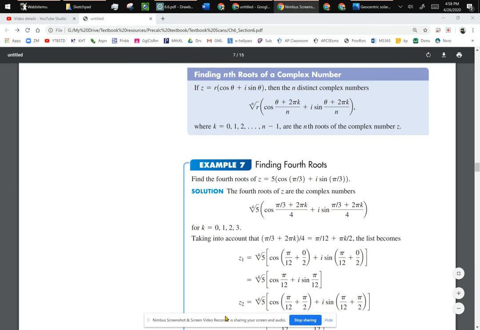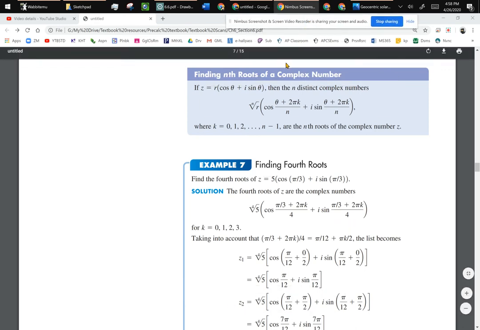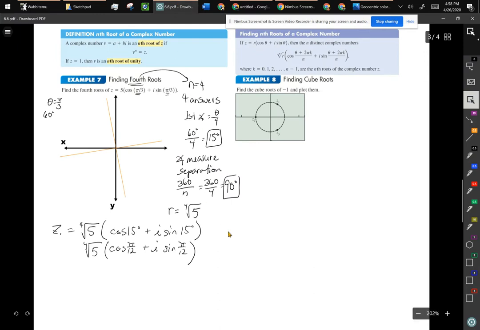Alright guys, here's part 2 of example 7. We found the first root, so now I'll explain it. I've adjusted my little orange lines here to be a little bit closer to 15 degrees. I think they were a little too far out before.